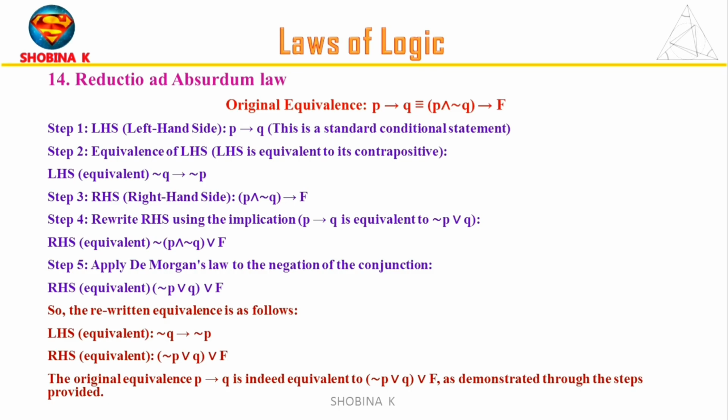Now let's work on the right hand side. On the right hand side we have P and not Q implies false. We can use the implication law: P implies Q is equivalent to not P or Q. Now rewrite P and not Q implies false as not (P and not Q) or false. Now apply De Morgan's law to the negation of the conjunction. So we get not P or Q or F, since not (P and not Q) is equivalent to not P or Q. So this is a valid transformation.